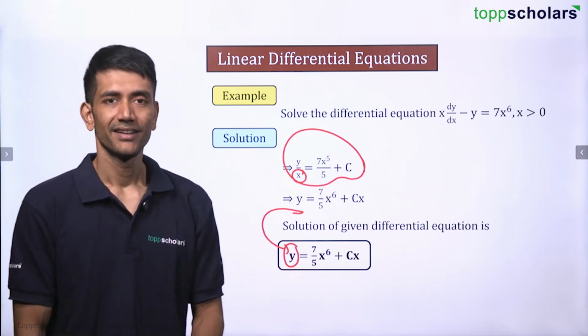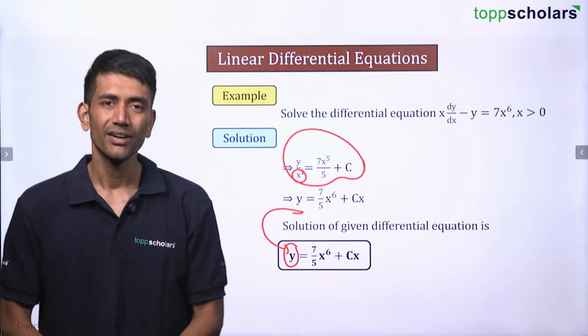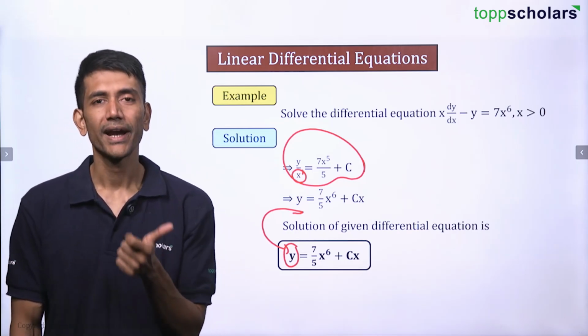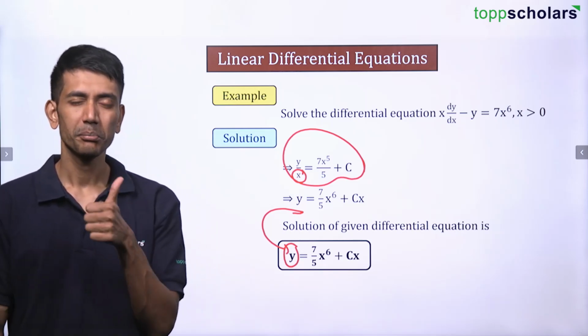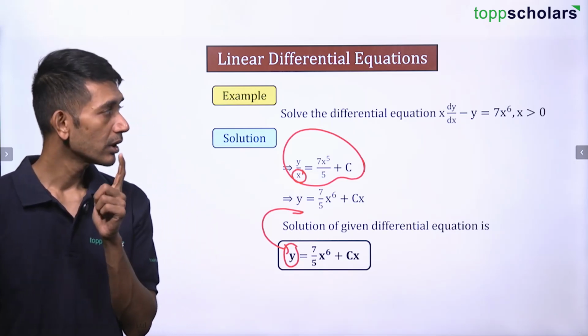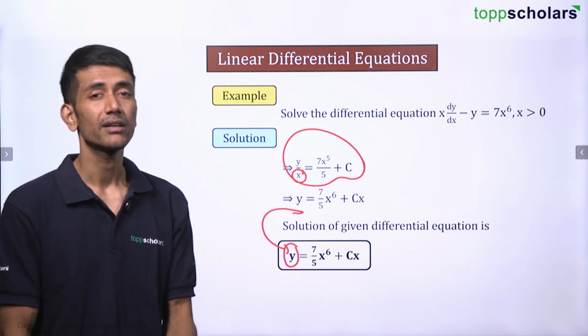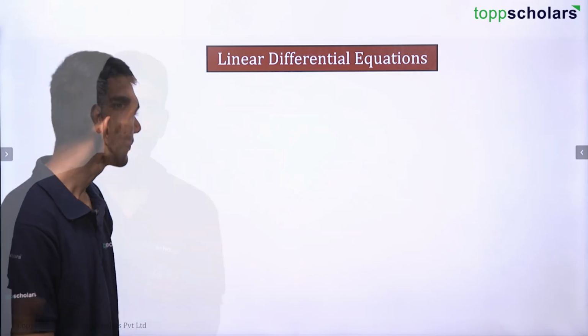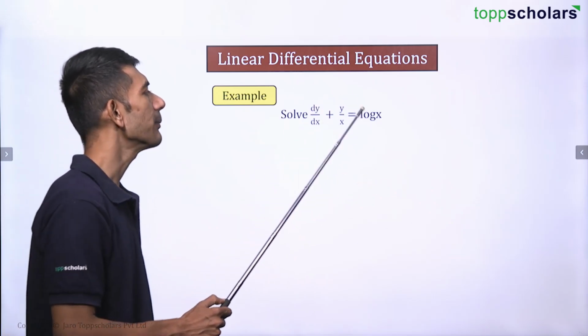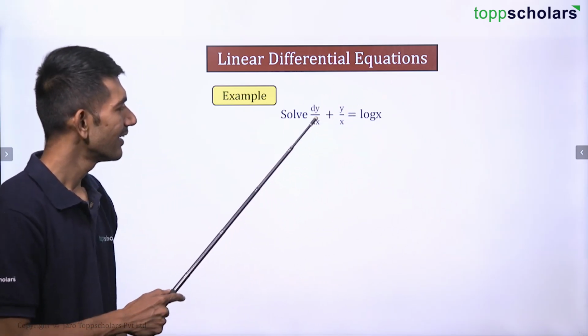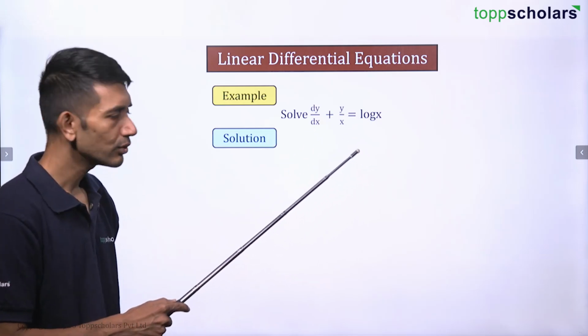Simple. So all we need to do is identify p or identify q. P can be in terms of x, p can be a constant, or q can be a constant, q can be in terms of y as well. Okay. Now let us see a different question. So here we have dy by dx plus y by x is equal to log x. Now dy by dx plus y by x is equal to log x, right?